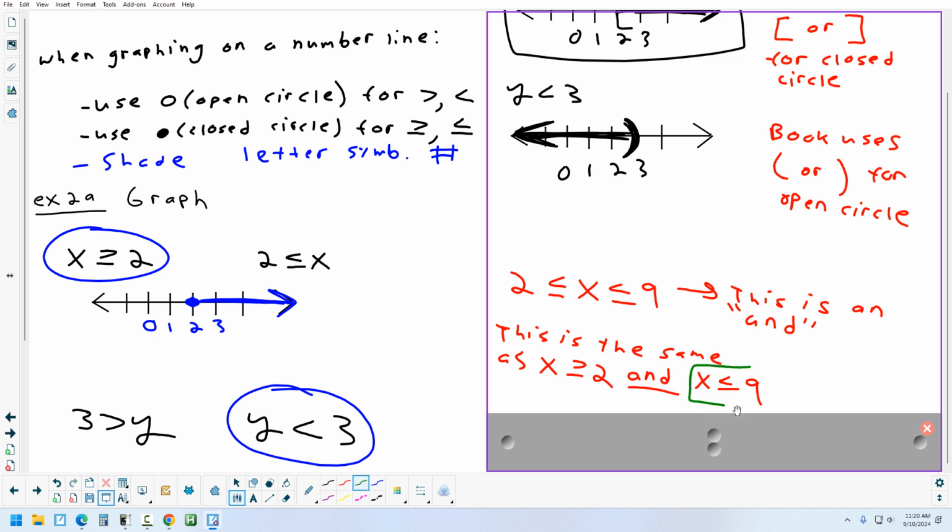This part, x is less than or equal to 9. That's where that part is. And this part, x is greater than or equal to 2. It does get switched around, but that's because the x is in the middle. It always has one number on the left and one number on the right.